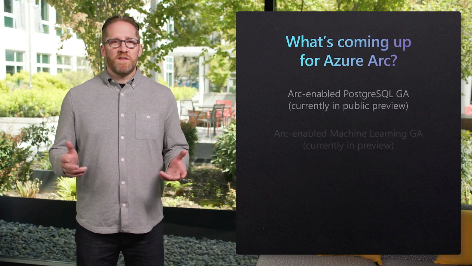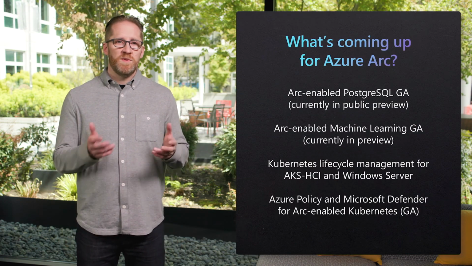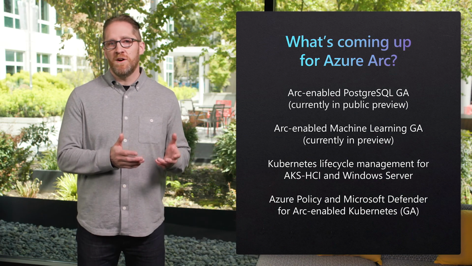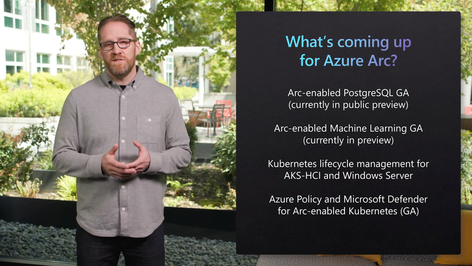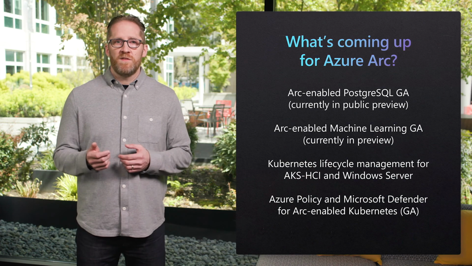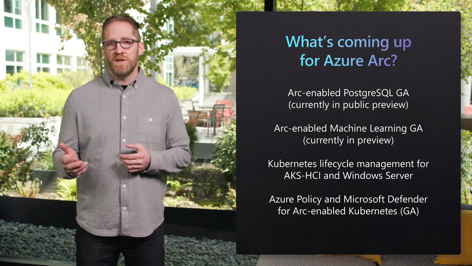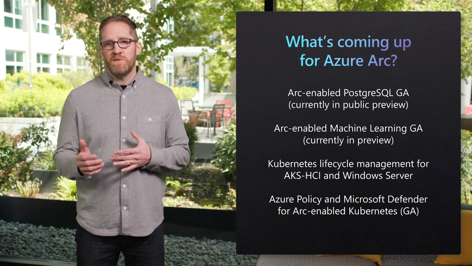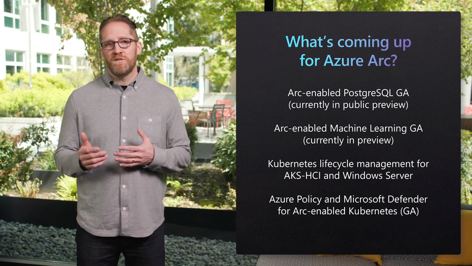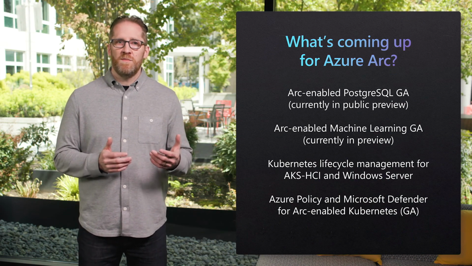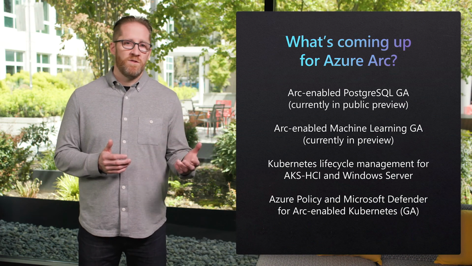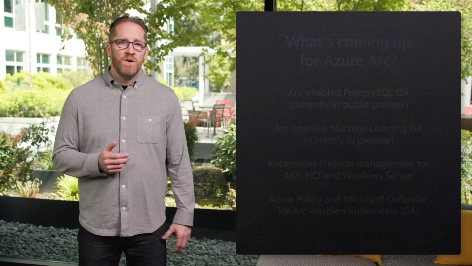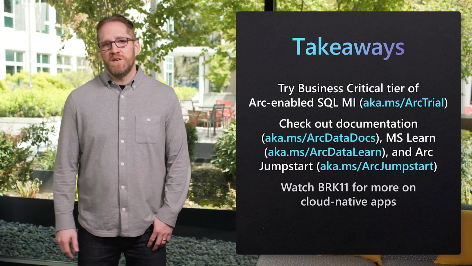So what's coming up next? We continue to work on the open source PostgreSQL offering on Arc and hope to bring that to GA soon. Similarly, we expect to bring Azure Arc-enabled machine learning to be generally available this summer. Kubernetes lifecycle management for AKS HCI with Windows Server, together with Azure policy on Microsoft Defender, will also hit general availability soon. With that, let's wrap up our conversation today.